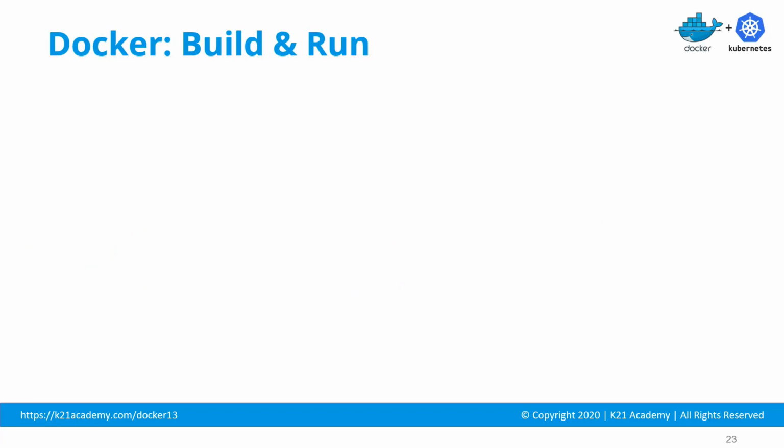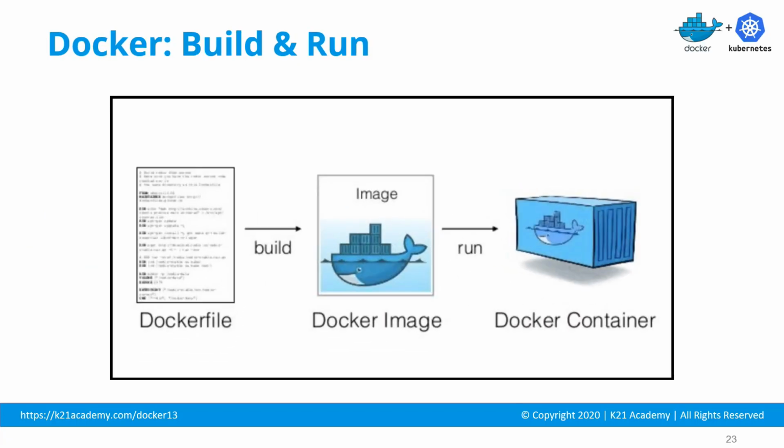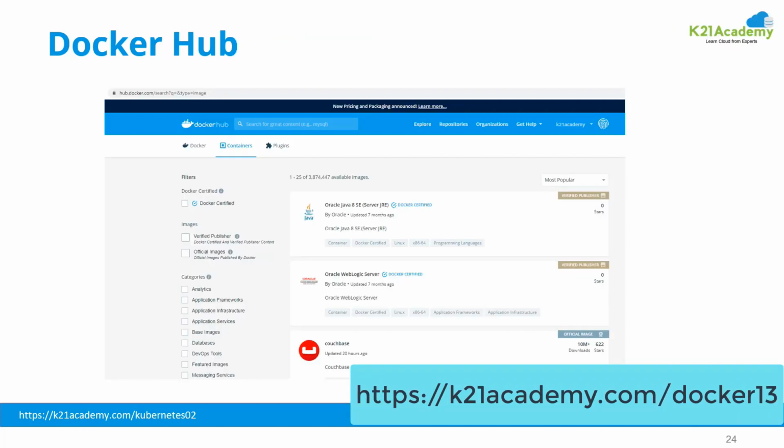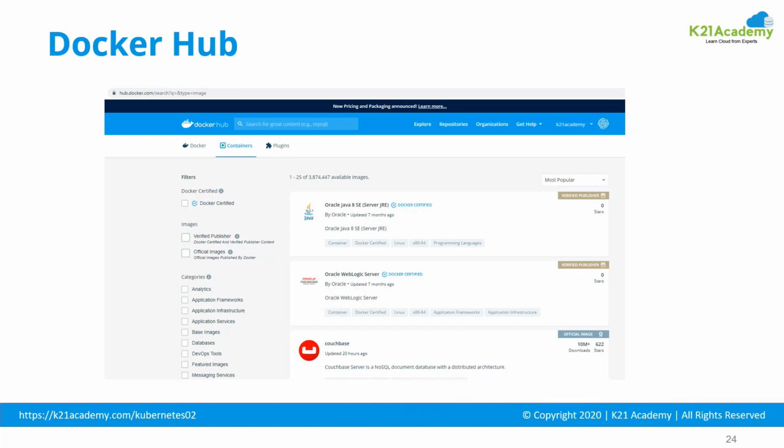And these images are created from a component called a Dockerfile. So using your Dockerfile, you build the images, and these images are used to create containers. Now, if you want to know more about this in detail, I've covered this in one of the previous episodes at k2academy.com/Docker13. These images on the Docker repository are stored in a Docker registry called Docker Hub.